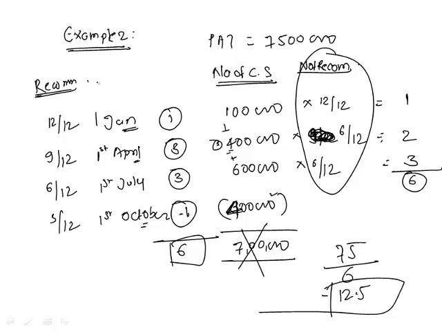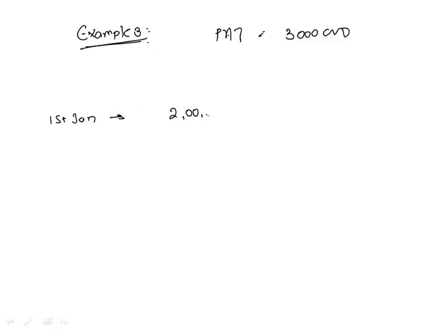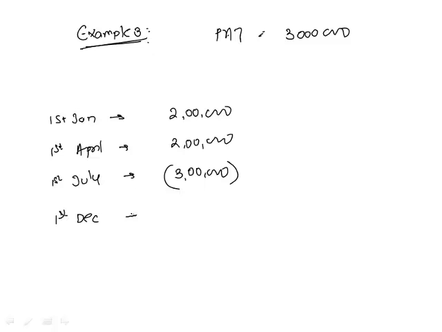Are we done? Okay. Example 3, one more of similar type. Let's say profit after tax 3 million. On 1st of January, we have 200,000 outstanding shares. On 1st of April, we've issued another 200,000. On 1st of July, we are going to buy back 300,000. On 1st of December, we are going to issue 1.2 million.